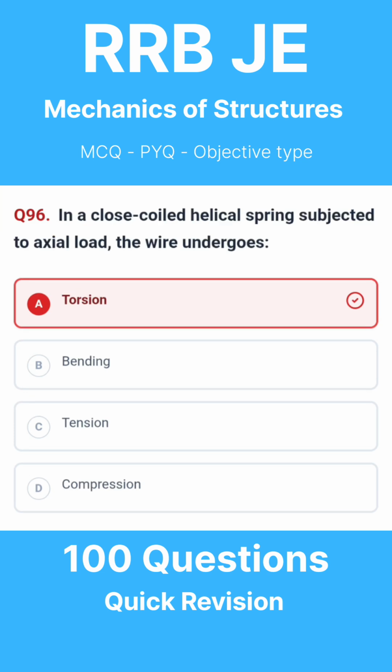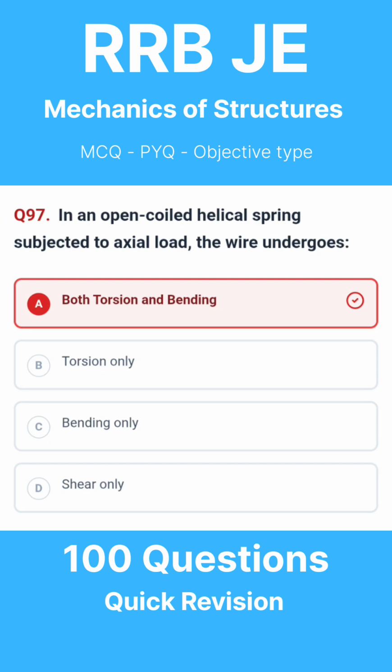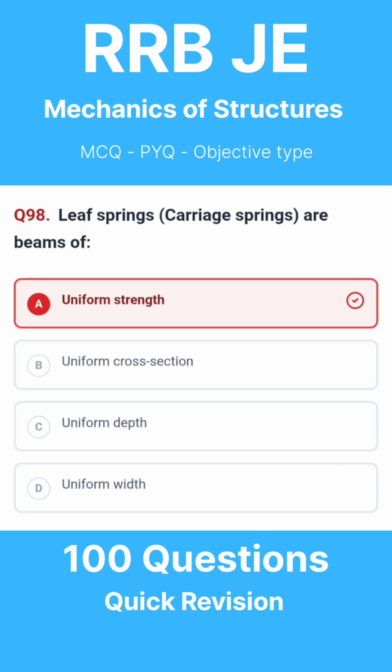Question 96. In a close-coiled helical spring subjected to axial load, the wire undergoes: the correct answer is torsion. Question 97. In an open-coiled helical spring subjected to axial load, the wire undergoes: the correct answer is both torsion and bending. Question 98. Leaf springs, carriage springs are beams of: the correct answer is uniform strength.